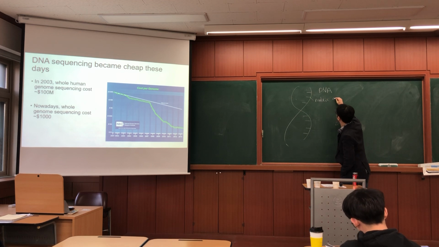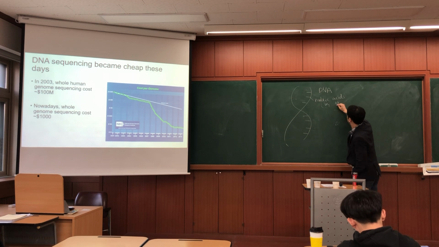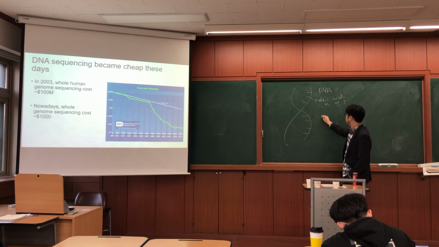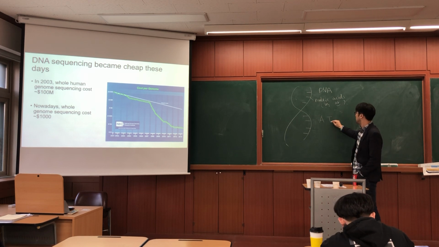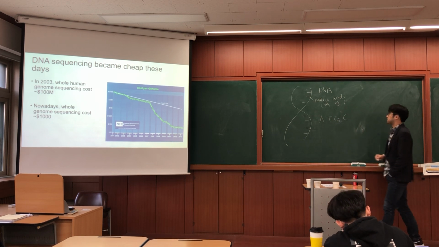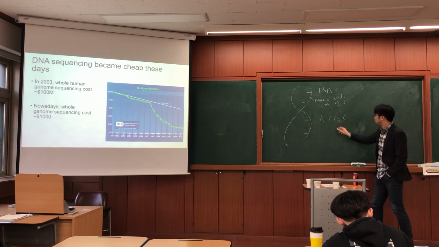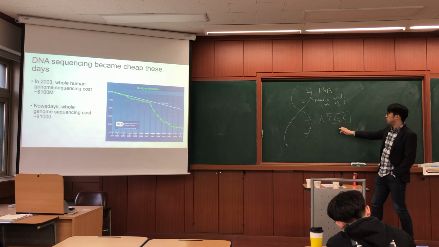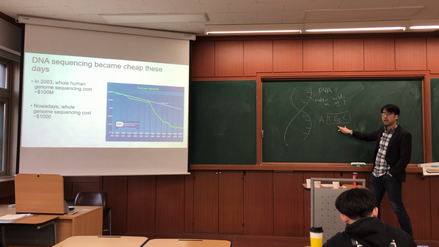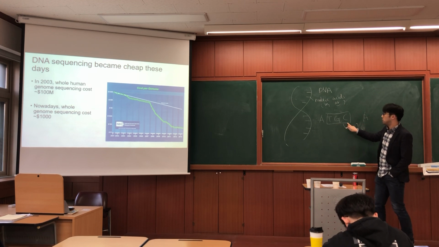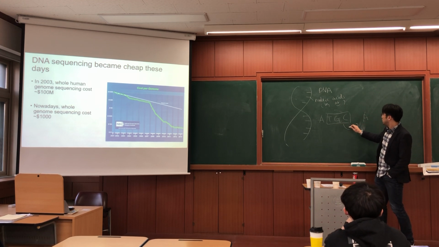Nucleic acids, right? And DNAs are formed with only 4 types of nucleic acids: A, T, G, C. And as you have learned from biochemistry class, the combination of 3 nucleic acids is translated to a single amino acid.